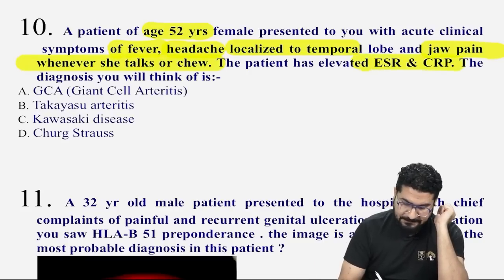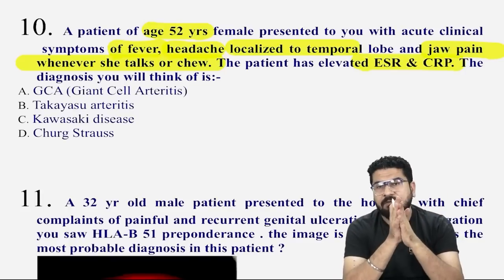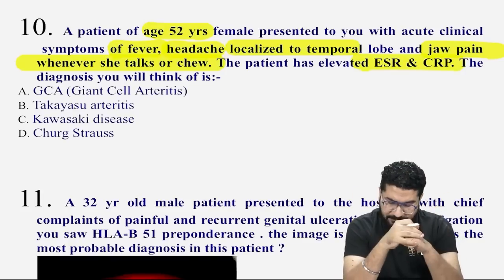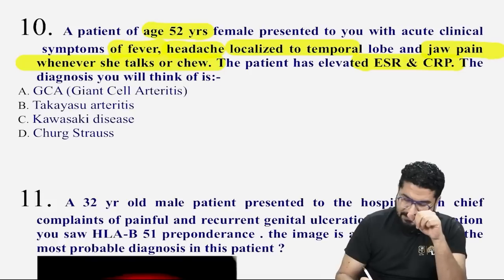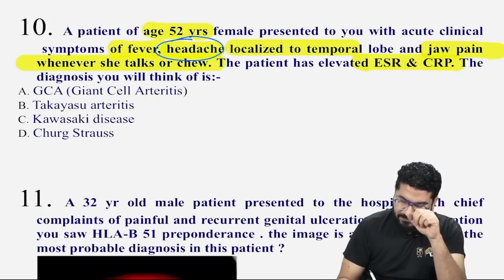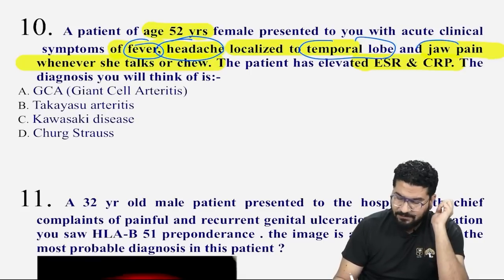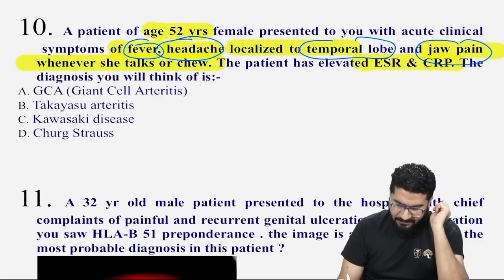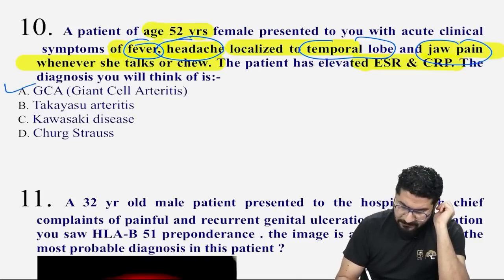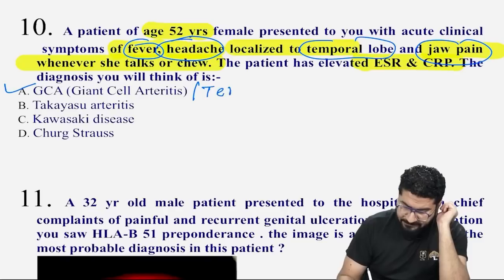So you can see it is mostly seen in females more than 60 years, but here 52 is given. Based on the symptoms, headache is there, fever is there, temporal involvement means temporal arteritis, and jaw pain. So that is a classical case of temporal arteritis. Temporal arteritis is also called giant cell arteritis.